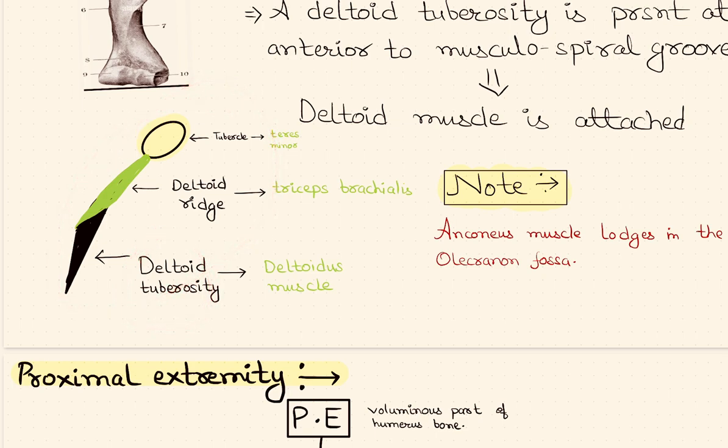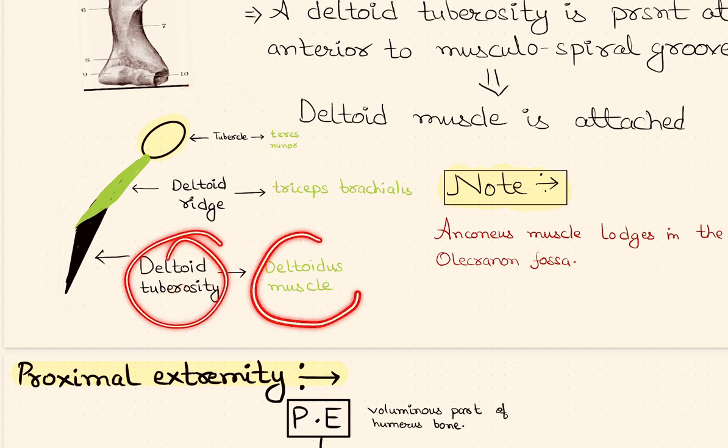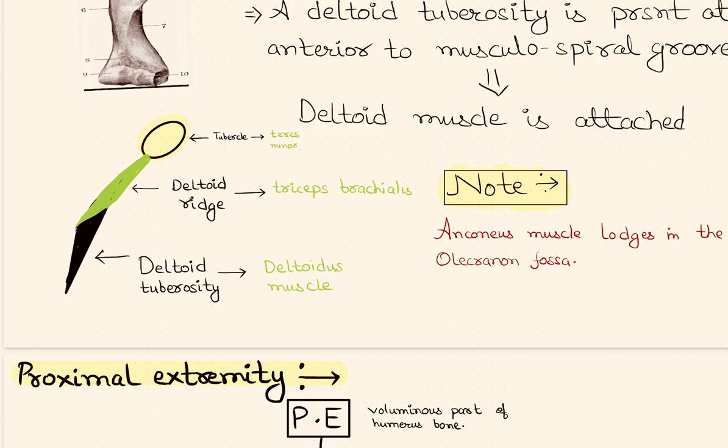So let me repeat it for you. To the deltoid tuberosity there is a muscle inserted, known as the deltoideus muscle or deltoid muscle. The triceps brachii muscle gets attached to the deltoid ridge, and the teres minor muscle gets attached to the tubercle which is above the deltoid ridge.